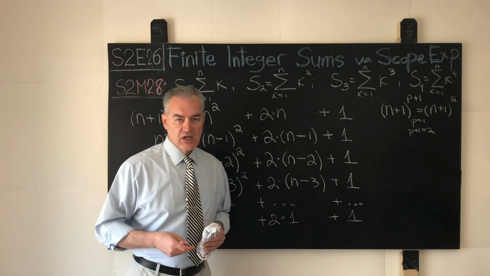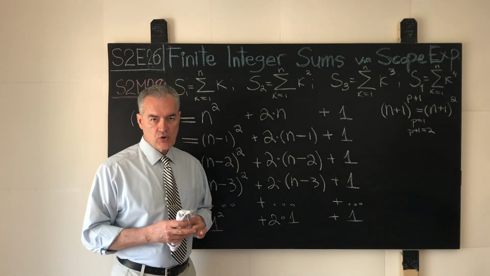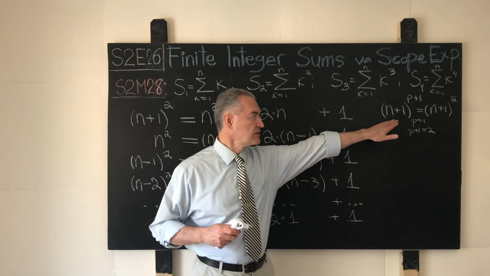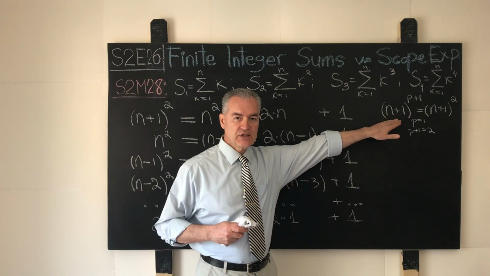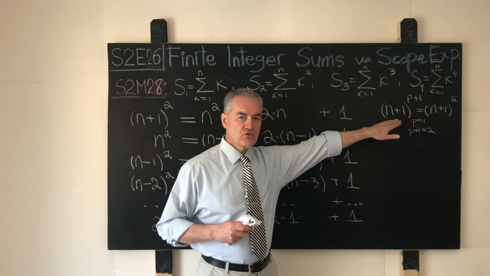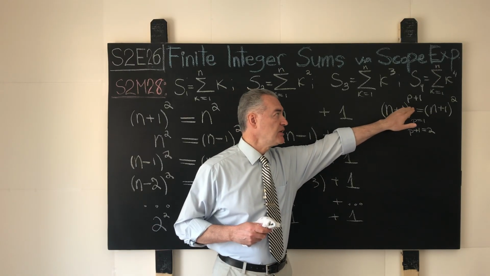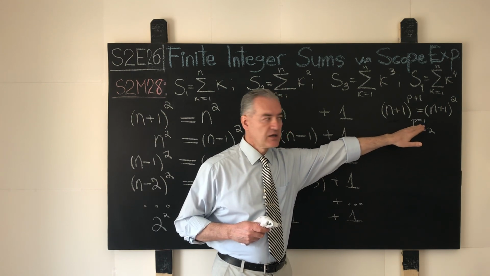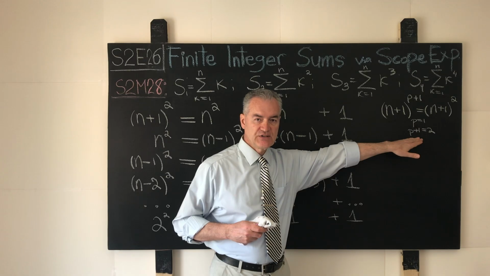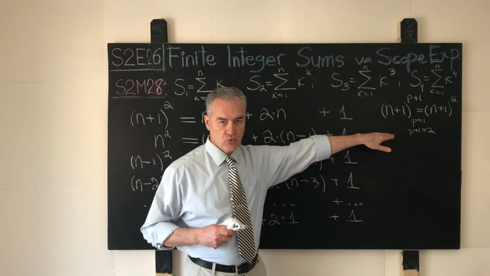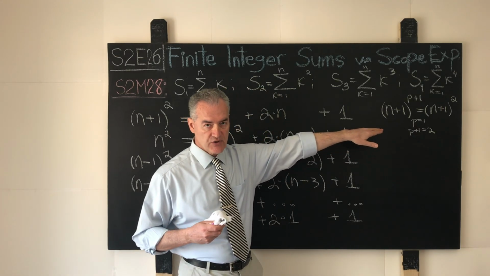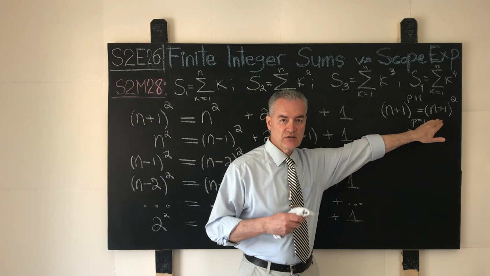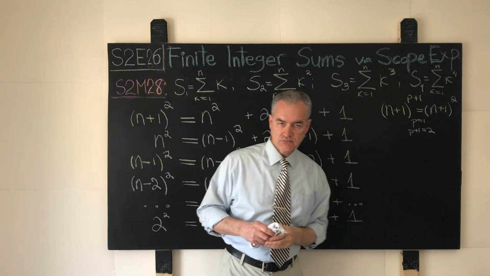As such, step number 1 of our algorithm requires that we take the expression shown over here, n plus 1, and raise it to the power of p plus 1. In our case, p is equal to 1. Consequently, p plus 1 is equal to 2. As such, as the first step of our algorithm, we are to binomially expand the expression n plus 1 squared.